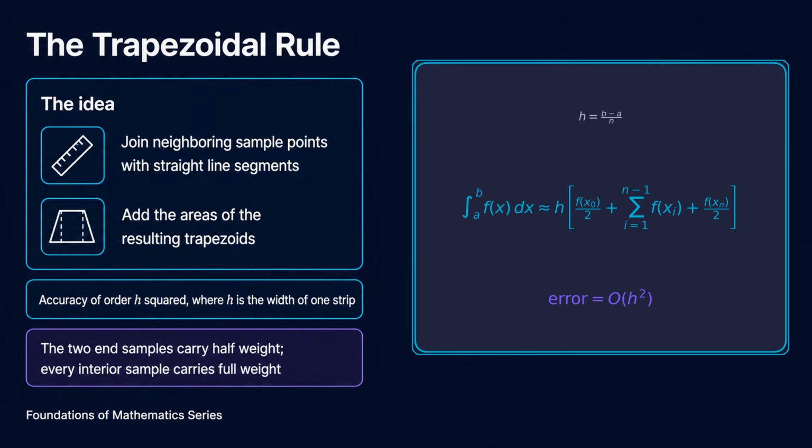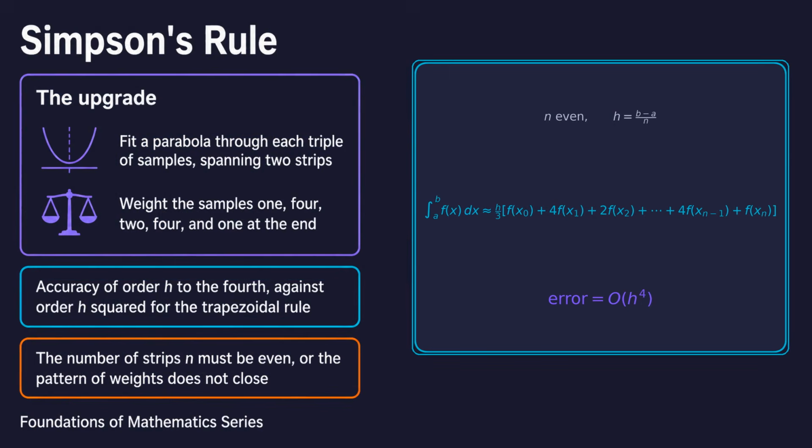Those half weights at the two ends are the fingerprint of the method, and forgetting them is the classic implementation bug. The accuracy is of order h squared, so halving the strip width cuts the error by roughly a factor of 4. Simpson's rule buys accuracy by upgrading the shape of the approximation. Instead of joining neighboring samples with straight lines, it fits a parabola through each consecutive triple of samples, so a curved integrand is matched by something curved.